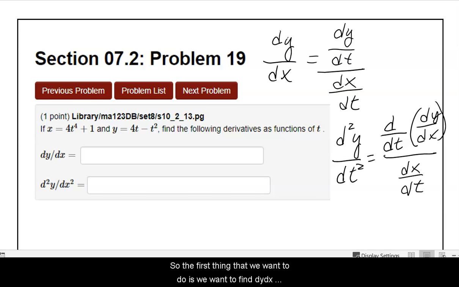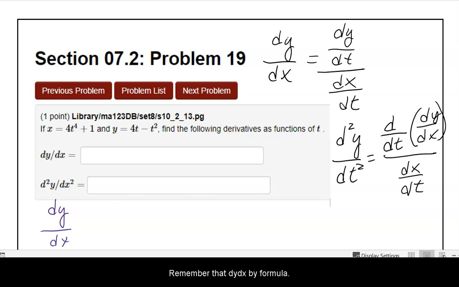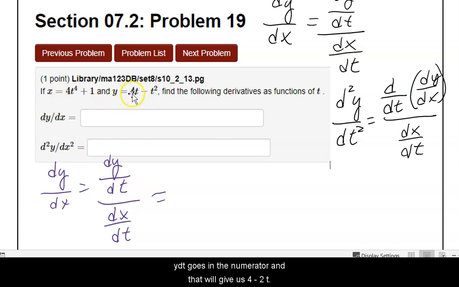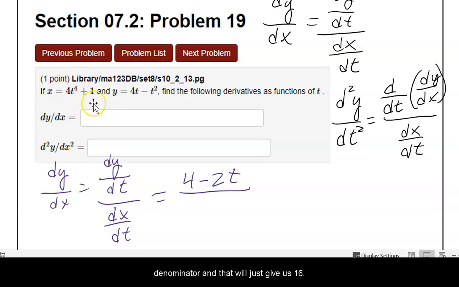So the first thing that we want to do is find dy dx, because we'll need dy dx to do the second derivative as well. So remember that dy dx by formula is dy dt divided by dx dt. So that means take the derivative of each individual equation with respect to t and divide the results. So dy dt goes in the numerator, and that will give us 4 minus 2t. And then the derivative of the x equation goes in the denominator, and that will just give us 16t.